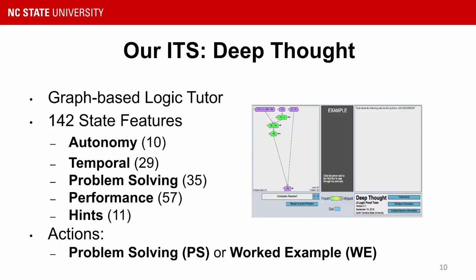Our ITS is named DeepThought, and it is a graph-based logic tutor used at North Carolina State University for the discrete mathematics course. The user interface is shown on the right. DeepThought uses 142 features to represent the state, which encapsulate the behavior of the students. There are 10 autonomy features, 29 temporal features, 35 problem-solving features, 57 performance features, and 11 hint-related features. From each state, DeepThought needs to provide an action, which can be either problem-solving or worked example, also known as PS and WE.